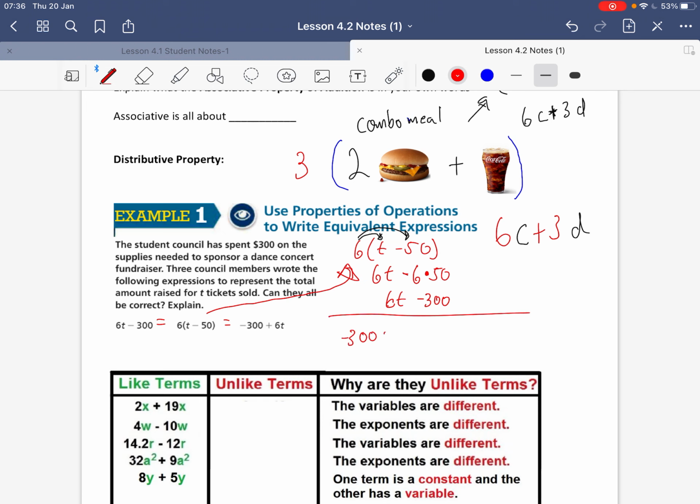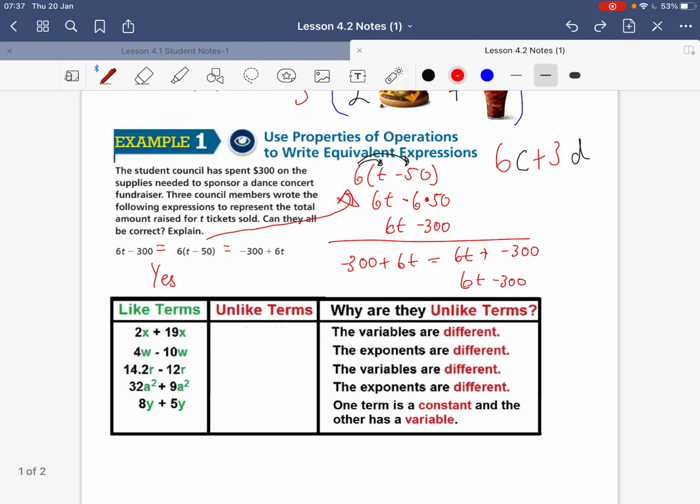Negative 300 plus 6t is the same as 6t minus 300. We can do that because of the commutative property of addition. We are reorganizing this, so we are moving it to the other side. Maybe think about it this way: plus negative 300, right? It's plus a negative. That is the commutative property of addition. Well, plus a negative is just 6t minus 300. So are they all the same? Yes.